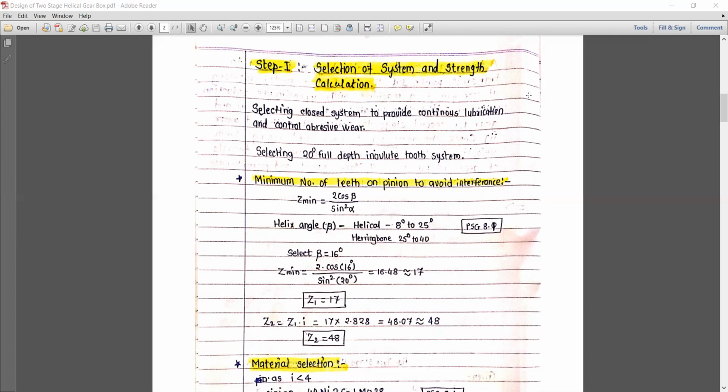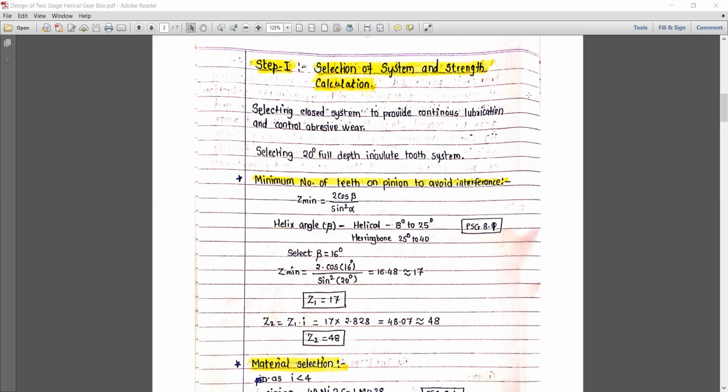For helical gear it is between 8 degree to 25 degree, and in case of herringbone gear it is 25 degree to 40 degree. As we are designing a helical gear, the helix angle we can set between 8 degree to 25 degree. Let's select helix angle equal to 16 degree.